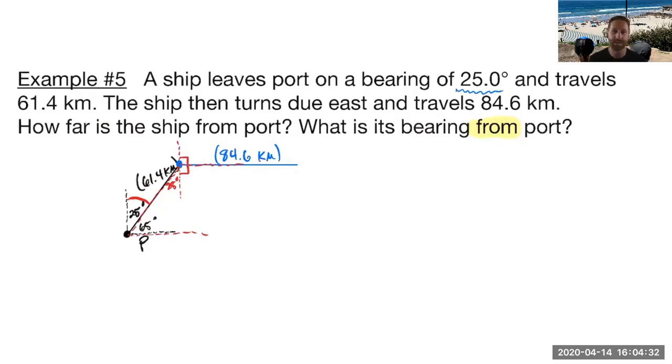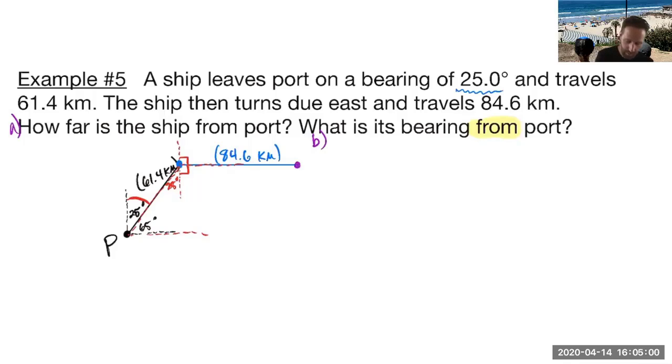Because what did they ask us to find? Two parts. So I'll label it A and B. Part A was how far is the ship from port, and part B, what is its bearing from port. So we had that port over here of P, and then this ultimately was where the ship ended up.